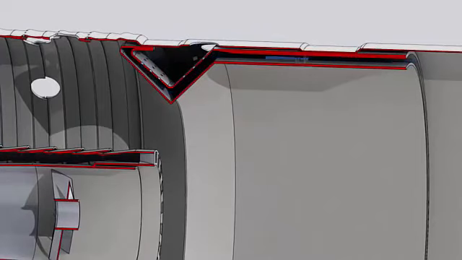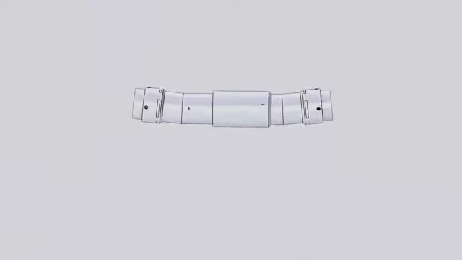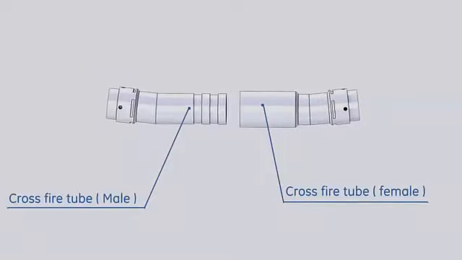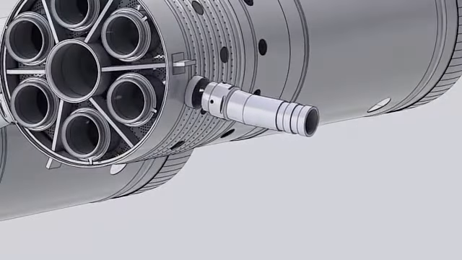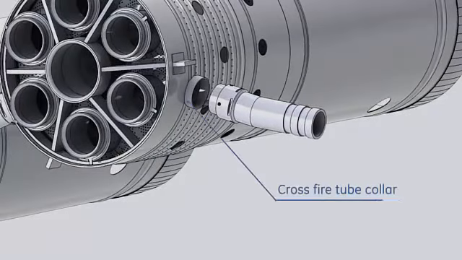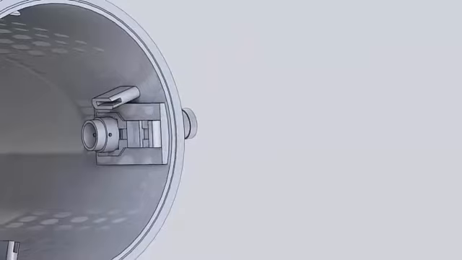All combustion chambers are interconnected by means of crossfire tubes. These tubes enable flame to propagate from one chamber to another. Crossfire tubes are couples of male and female parts. Each is inserted into the liner crossfire tube collar and held in position to the bracket on the flow sleeve by the crossfire tube retainer.